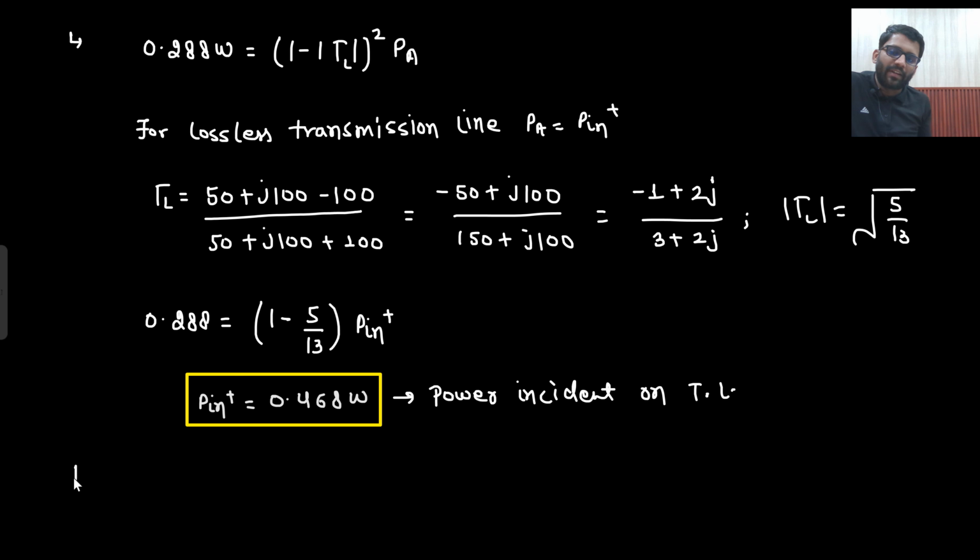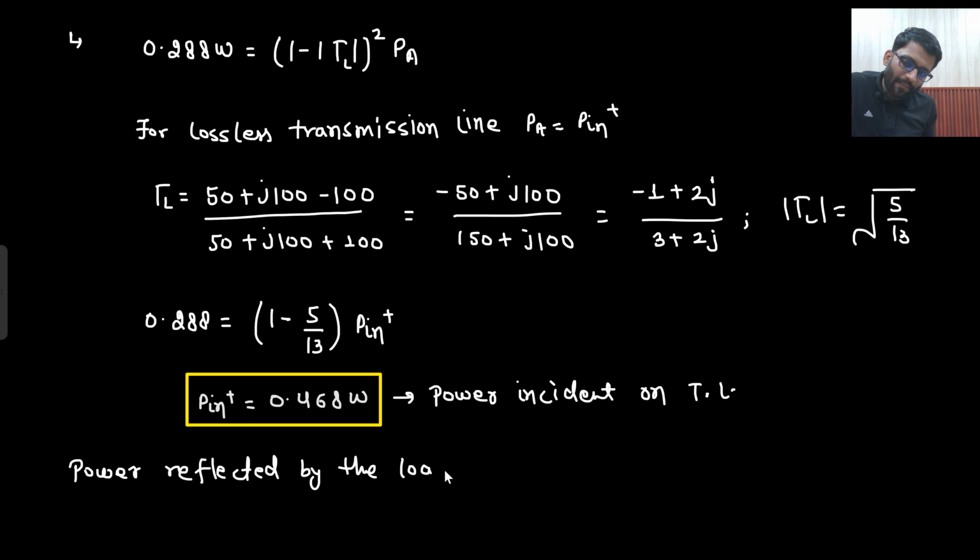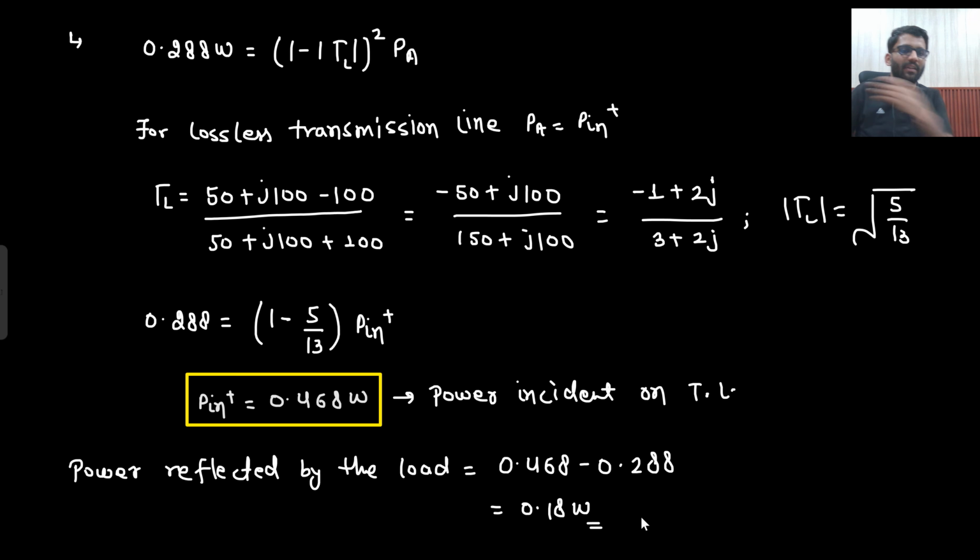So how much power is reflected back? Power reflected by the load. Two ways are there. This much power reached the load, 0.468, and how much power is delivered to the load, that is 0.288. So whatever the answer we get, that is the power reflected by the load. So we get 0.18 watt. So 0.18 watt is the power reflected by the load.